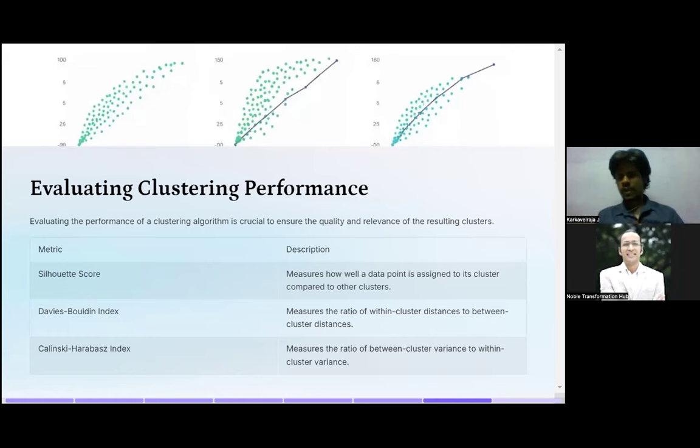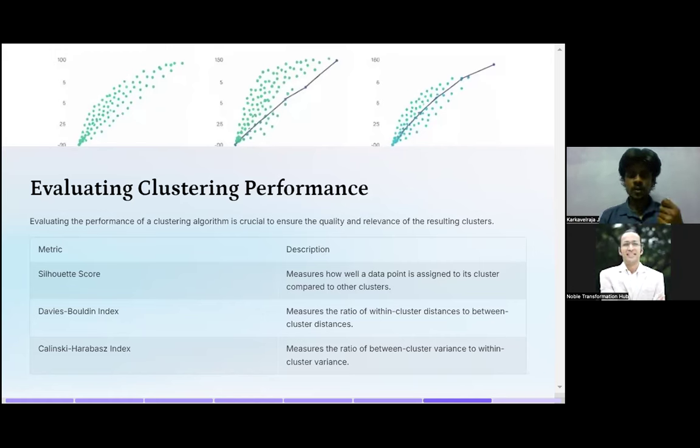Guys, don't worry about these things, because it is always going to be a single line of code. I think it is from the sklearn package, a machine learning package. You just need to write from sklearn.metrics import silhouette_score, davies_bouldin_score, and calinski_harabasz_score. That's it. You don't need to think about anything else, but have an understanding of what it is doing.